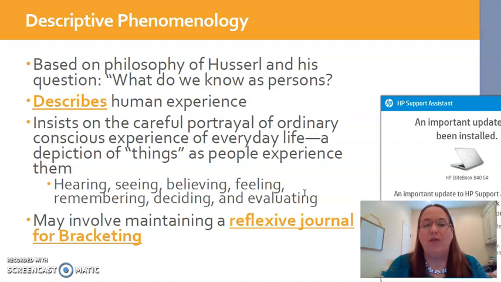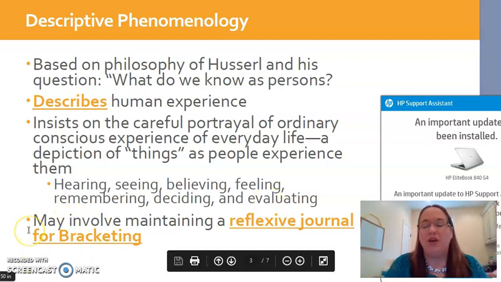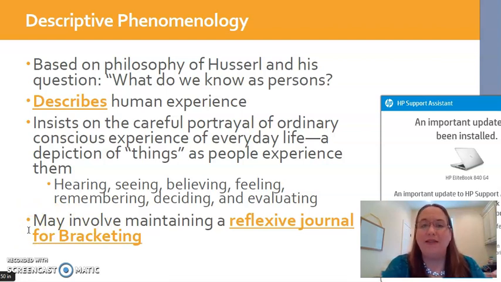On the bottom, you typically see something called bracketing happening during descriptive phenomenological studies. What that means is that the researcher needs to try to understand what he or she believes and what possible biases and preconceived notions they have about this idea. For instance, let's say I'm doing a study about the experiences of living with early onset dementia, and one of my family members has early onset dementia. It's going to be very difficult for me to remain totally unbiased, having had those experiences myself with a loved one.